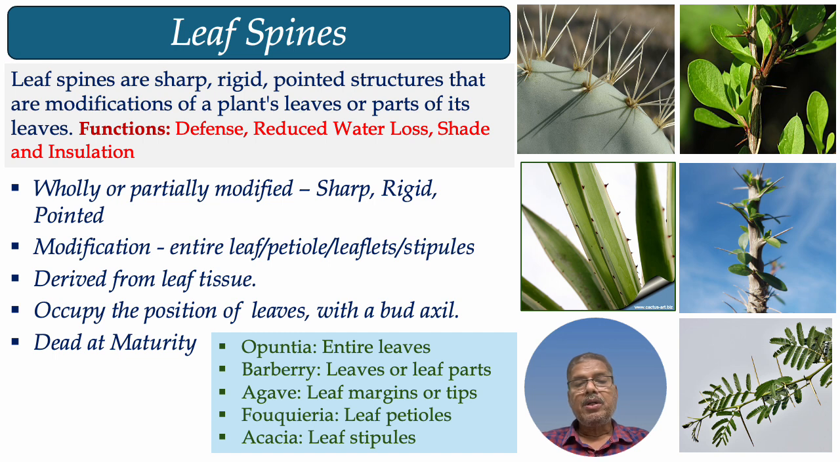In agave, there are spiny leaf margins or tips. In Fucraea, the spines of these plants develop from the leaf petioles. Some Acacia species have spines that are modified leaf stipules.